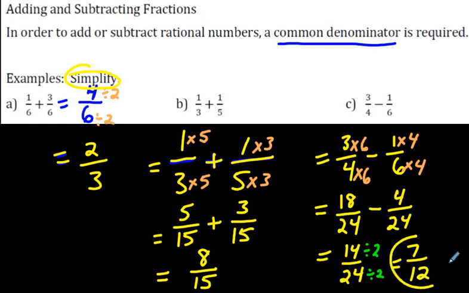That is going to be our final answer, folks, because there's nothing that divides 7 and 12 that works out nicely. Okay? 7 over 12 is reduced form. All right? Let's go try some more questions.